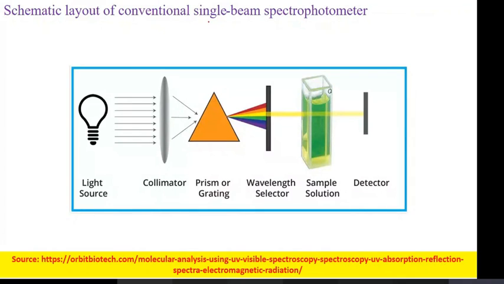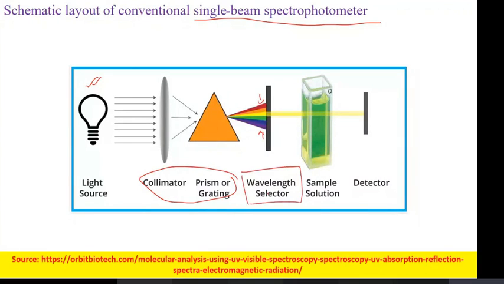In our last class, we talked about the instrumentation behind the single beam spectrophotometer. We have seen that in a single beam spectrophotometer, we have a light source, then a collimator and the prism or grating. The collimator concentrates the light incident from the light source onto the prism, and the prism or grating breaks down the spectrum into different color bands. Then the wavelength selector selects only one specific wavelength of light, which makes the incident light onto the sample a monochromatic light.